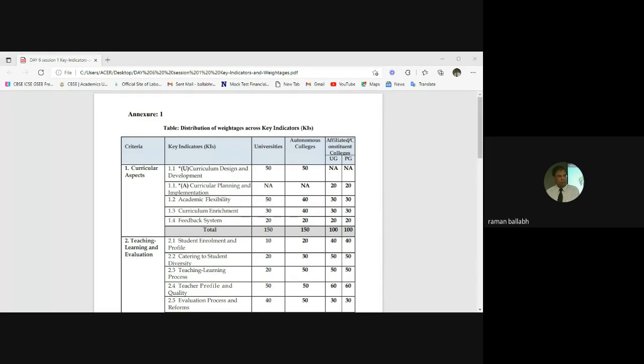Talking about, for example, one of the criteria, the curriculum aspect, these are the key indicators. In the curricular aspect, the first key indicator is curriculum design and development. For universities, it has 50 marks, and for autonomous colleges, again 50 marks. But for the affiliated college or the regular college, it has 0 marks, because the syllabus is not designed and developed by you.